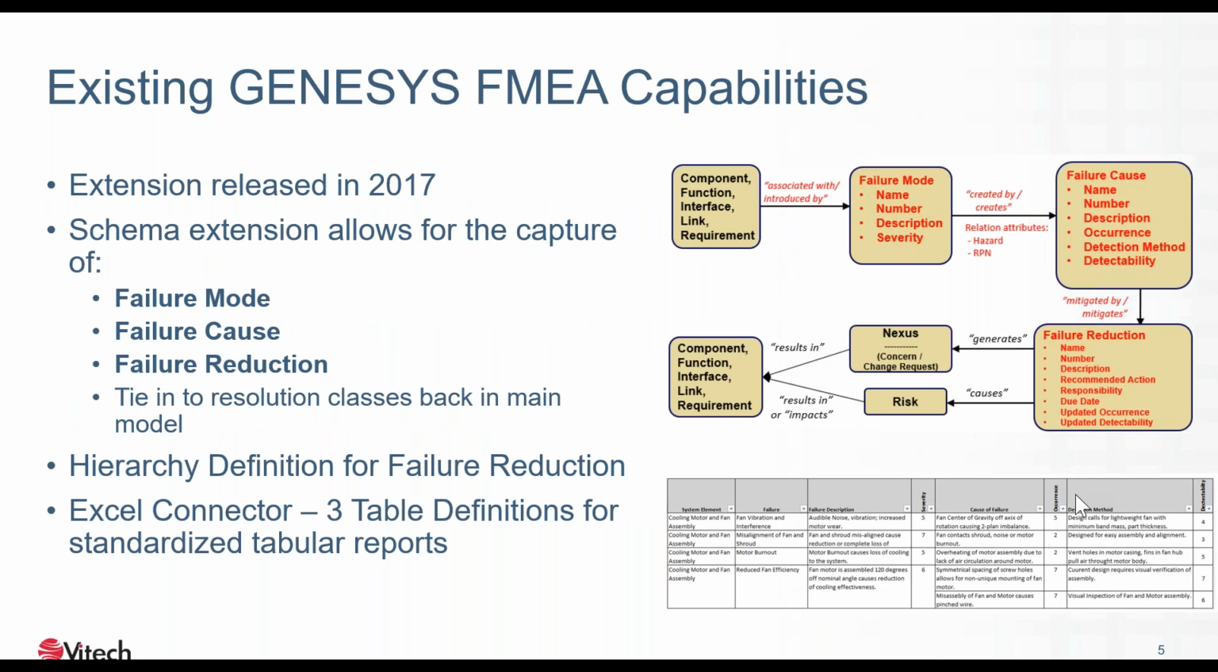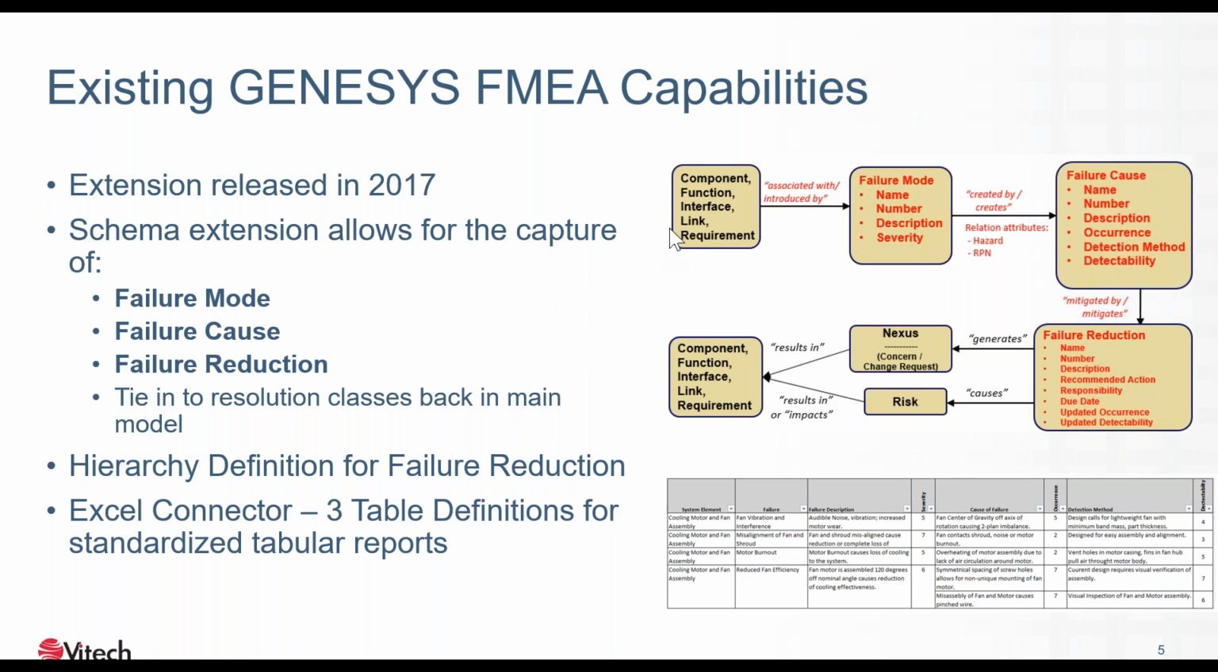Okay, so just a quick look back at what the legacy capabilities were in GENESYS. An extension was released in 2017 for FMEA. There's a legacy webinar on that as well. There's a user's guide. Lots of content if you wanted to go back and see where things stood up until now. What it did was introduce a schema extension that included a couple of additional classes here: failure mode, failure cause, and failure reduction.